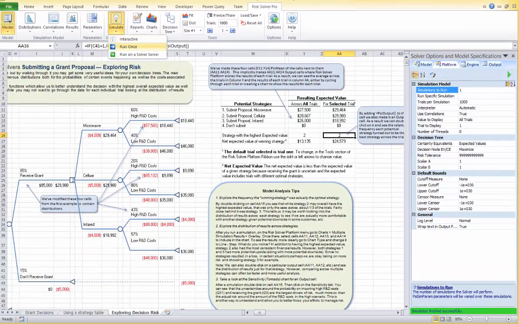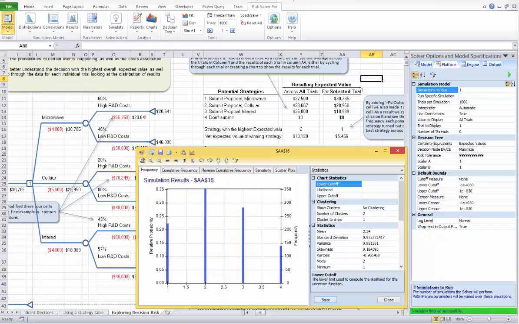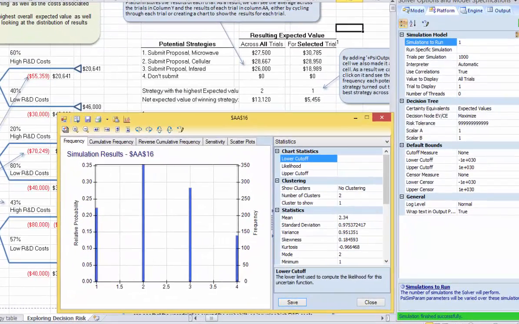Let's run one simulation. This is the frequency of the choice of one of the four strategies related to cell AA16. There are four decision alternatives, and we have numbered them 1 through 4. Here you see that while strategy 2 may overall have the highest expected value, that was only the case across about 1/3 of the trials. Fairly close behind it was strategy 3.